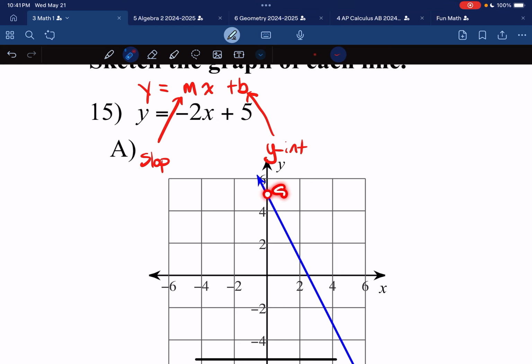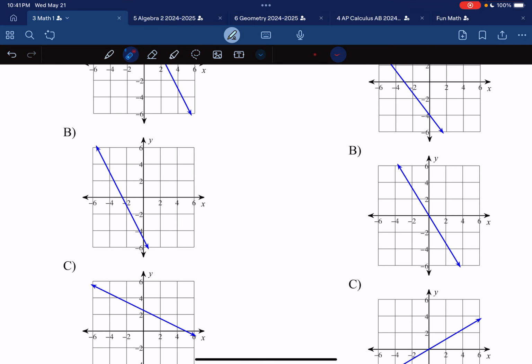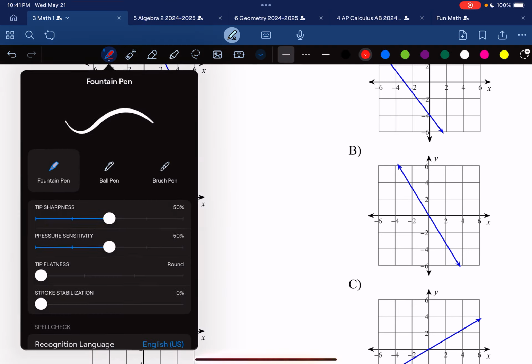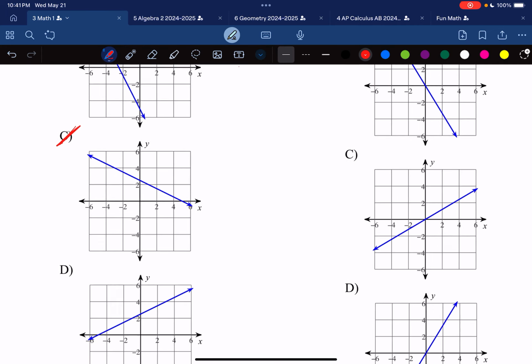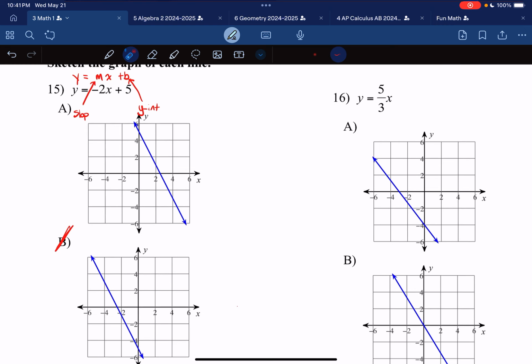Does this one cross at 5? Yes, it's in the running. What about B? Doesn't cross at 5? Not an option. What about C? Does it cross at 5? No, it crosses at like a little bit above 2 but below 3. Therefore C is out of the running. And D doesn't go through 5 either. You didn't even need to know the slope. You just need to know that the y-intercept was 5 to get this answer correct.